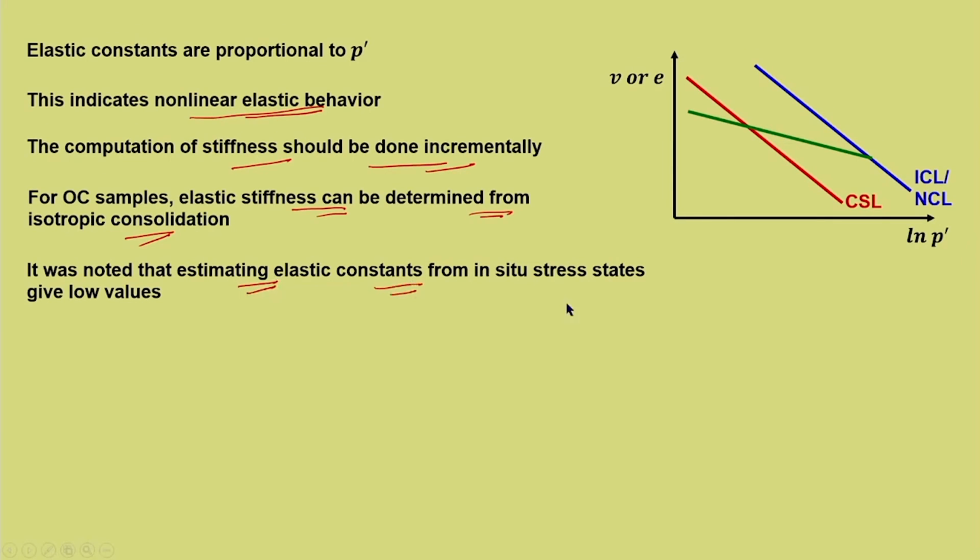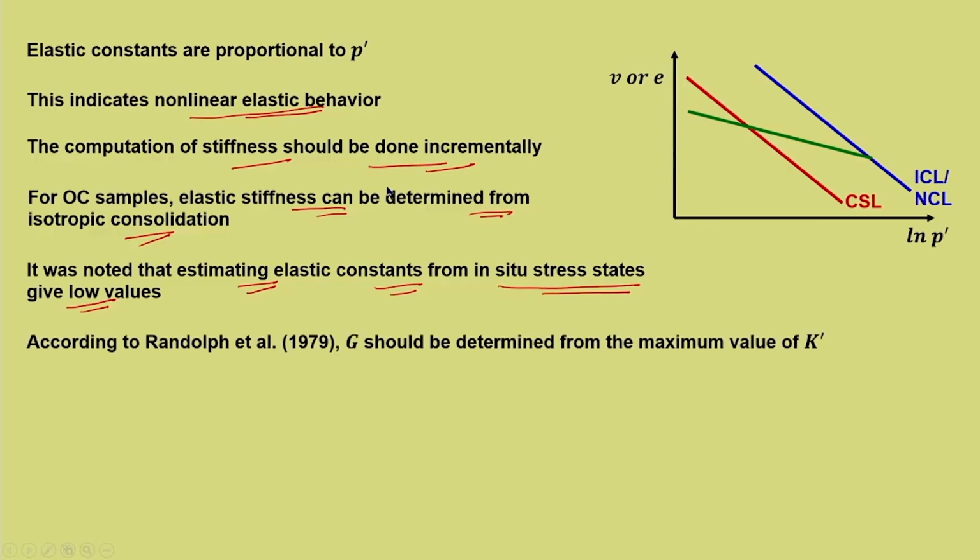So it was noted that estimating elastic constants from in situ stress states gives low values. That means whatever we determine based on the in situ stress state will give low values of elastic constants. So according to Randolph in 1979, he suggested that G should be determined from the maximum value of K dash. Now, what is meant by the maximum value of K dash? Maximum value of K dash means it should correspond to the maximum p dash.